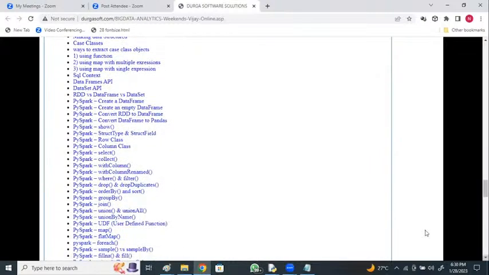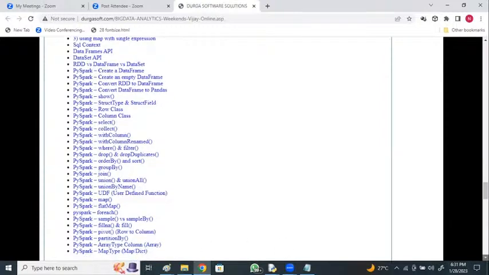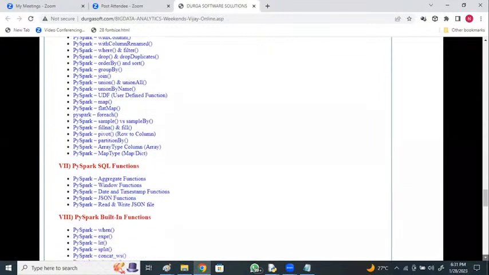Making data structured using maps, RDD, PySpark, show, Row class, select, collect, withColumnRenamed, where, orderBy, groupBy, join, union, and so on. All these APIs, right, with working examples.